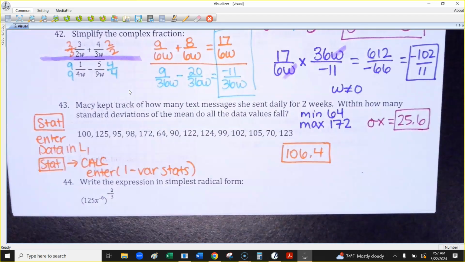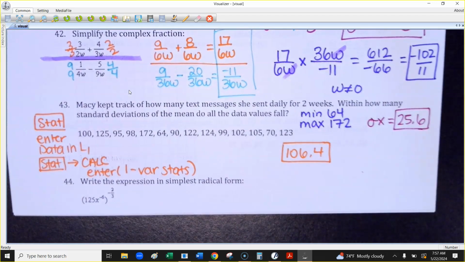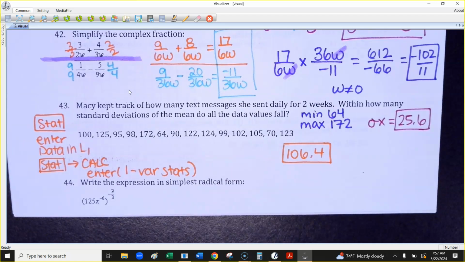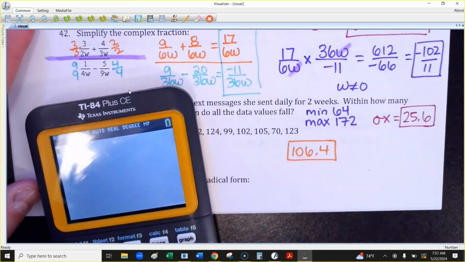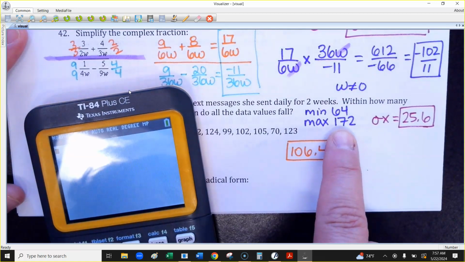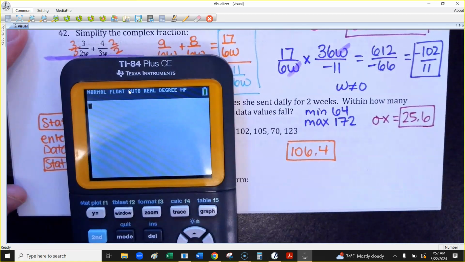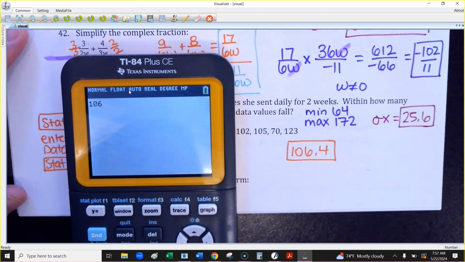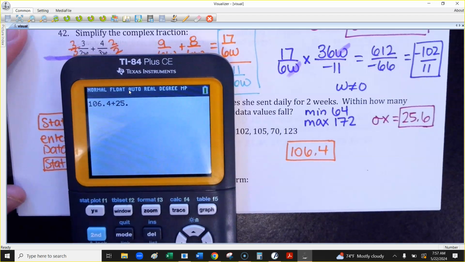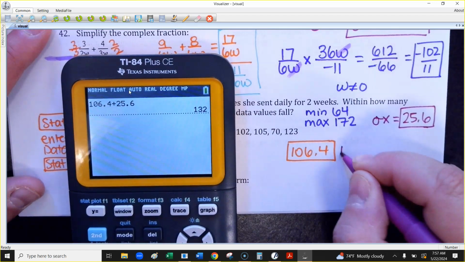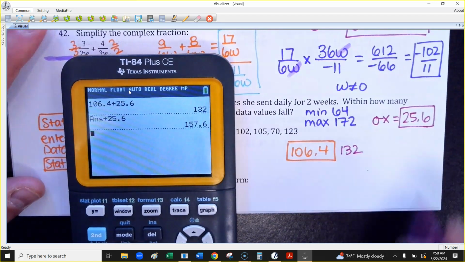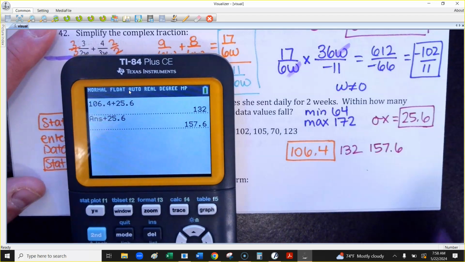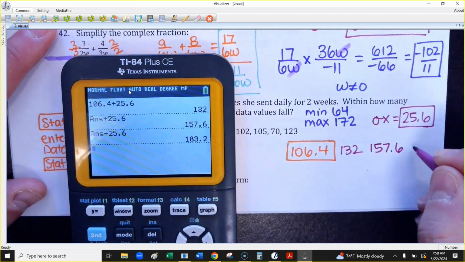Okay, now to figure out how many standard deviations all these values are from the mean, you're going to add that number, subtract that number from the mean. That'll give you within one standard deviation. Okay, so I'm just going to keep adding it until I get up to 172, or what would cover 172, so I can figure it out. So I'm going to do 106.4 plus 25.6, which is actually a nice number, 132. And then I'm just going to do it again, plus 25.6, 157.6, and I would have to do it again, so 183.2.